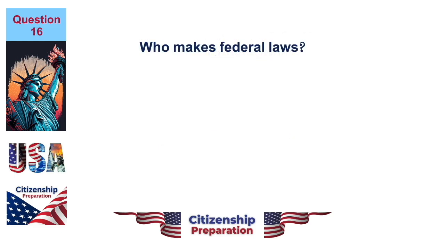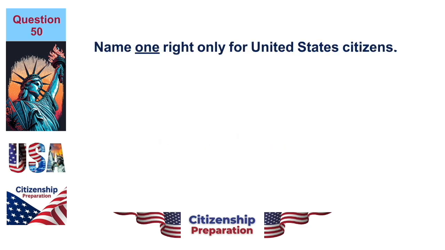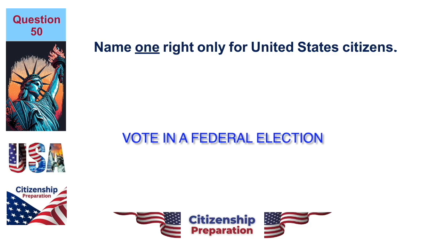Who makes federal laws? Congress. Who was president during World War I? Woodrow Wilson. Name one right only for United States citizens. Vote in a federal election.